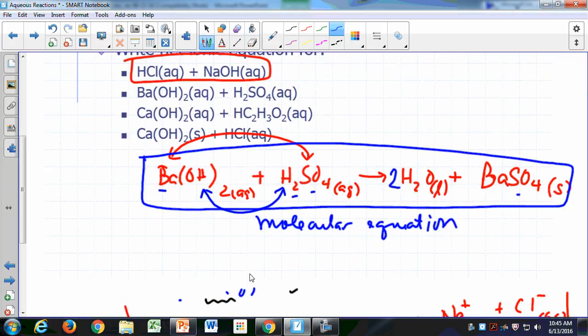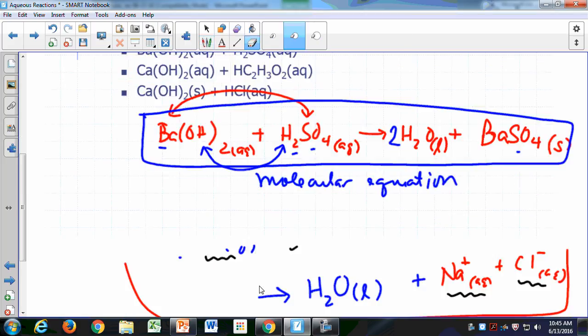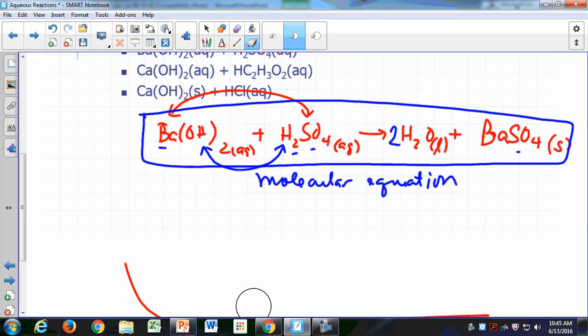And you should be able to show, I'll leave it up to you to figure it out, that your net ionic equation and your ionic equation are the same in this case.